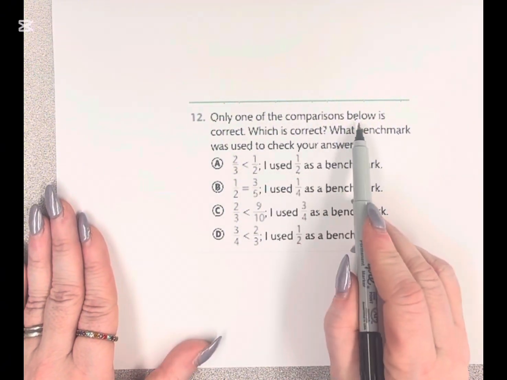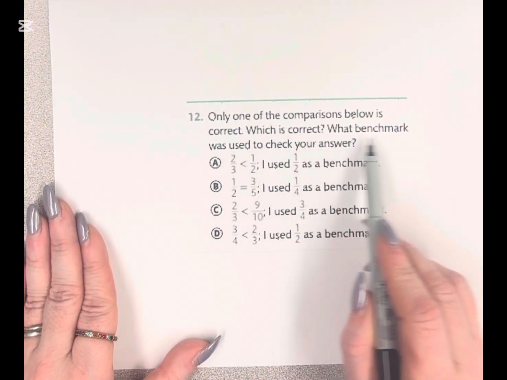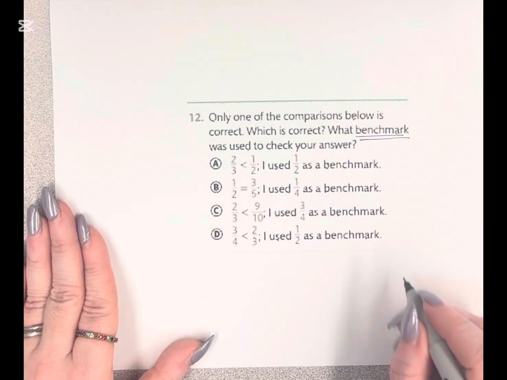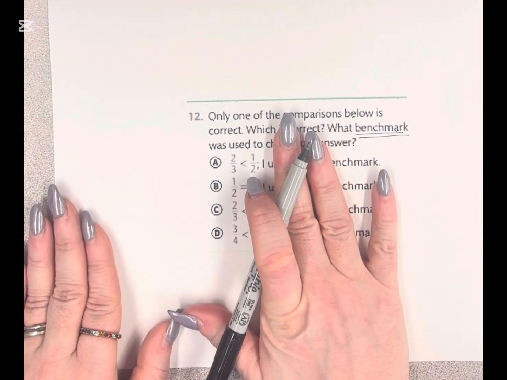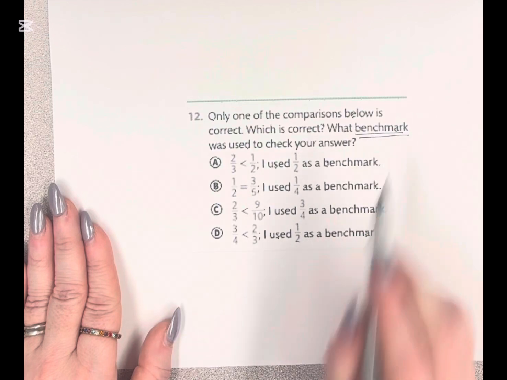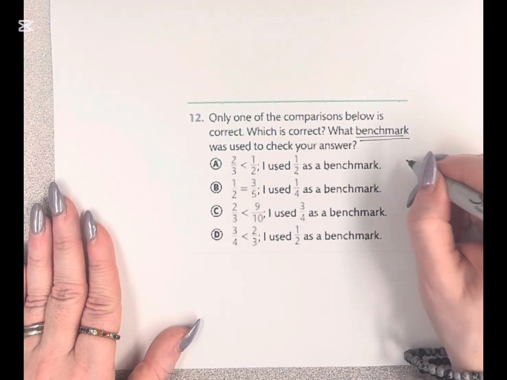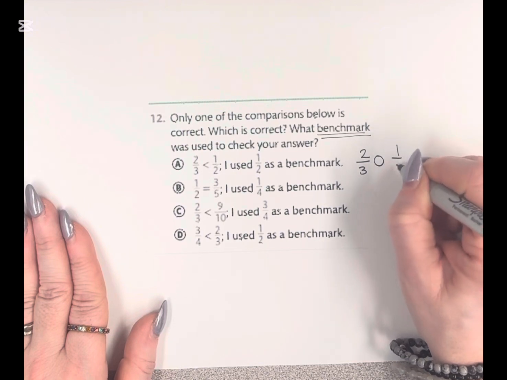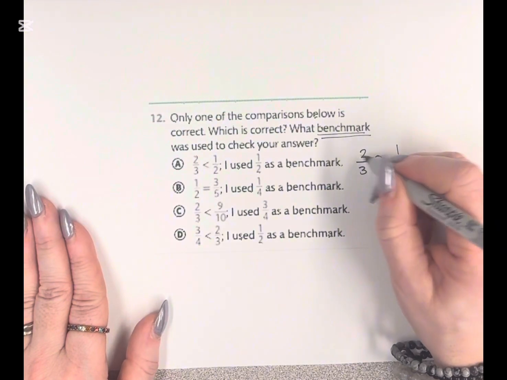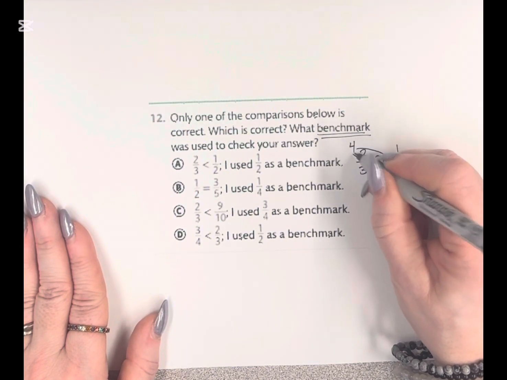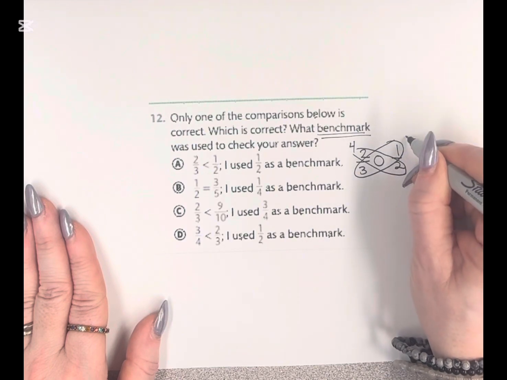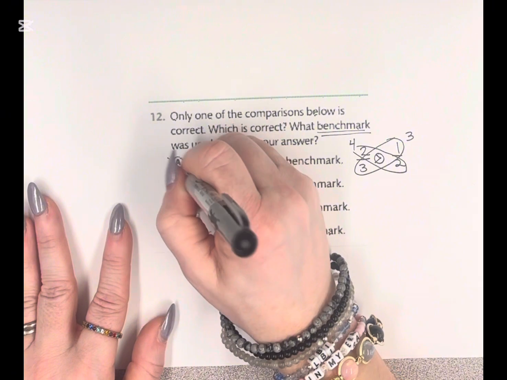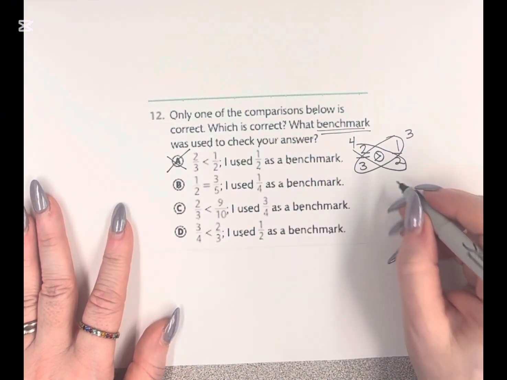Only one of the comparisons below is correct. Which is correct? What benchmark was used to check your answer? First thing you want to think about is comparing the 2 fractions, and then we will think about the benchmark. So let's do 2/3 and 1/2. 2 times 2 is 4. 3 times 1 is 3. So 2/3 is actually greater than 1/2. So that one is incorrect.